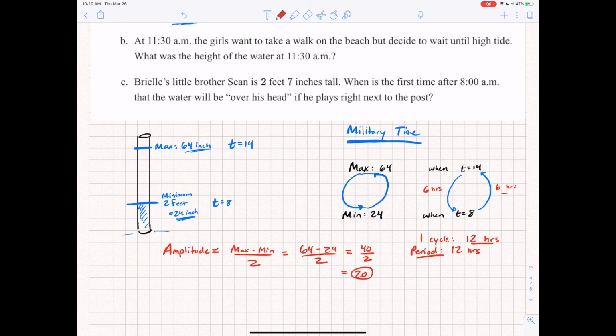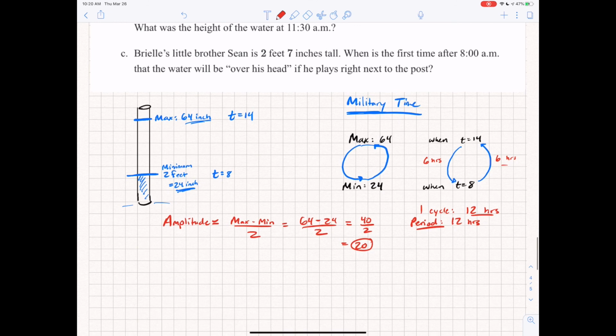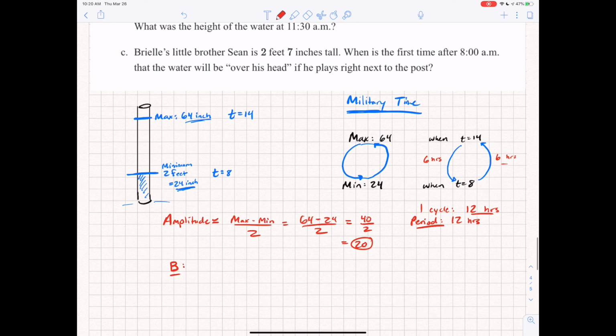All right, the next thing that I think is the easiest to find would be then B. So what's my frequency? Well, we know my period, and so we know that frequency is 2 pi divided by P. So I'm going to do 2 pi divided by 12. So this comes out to be pi over 6.